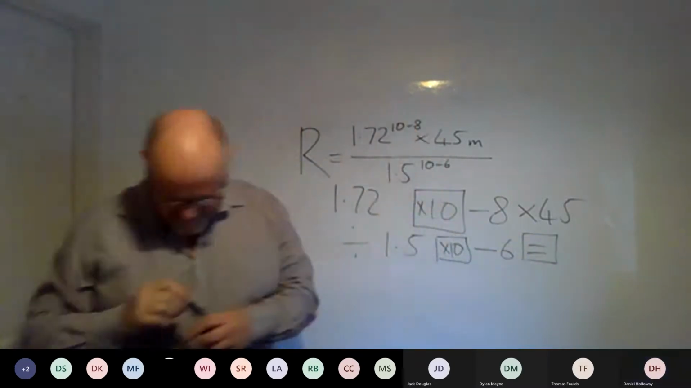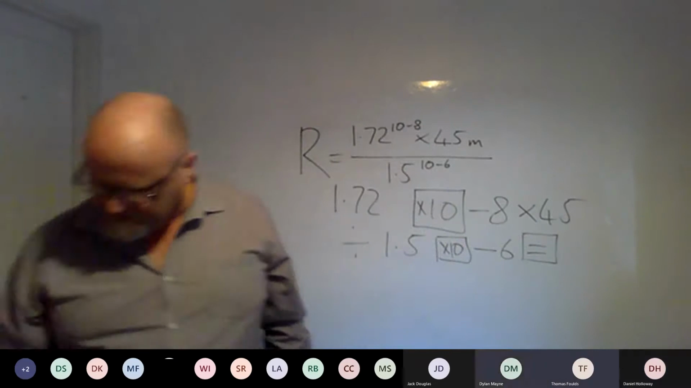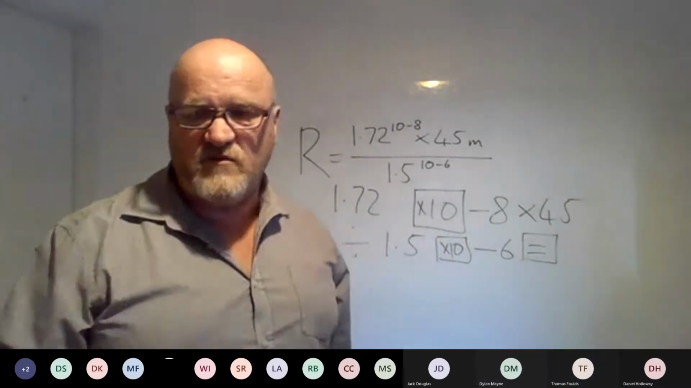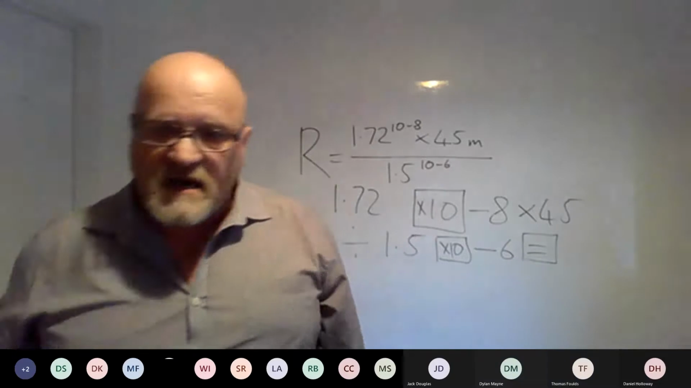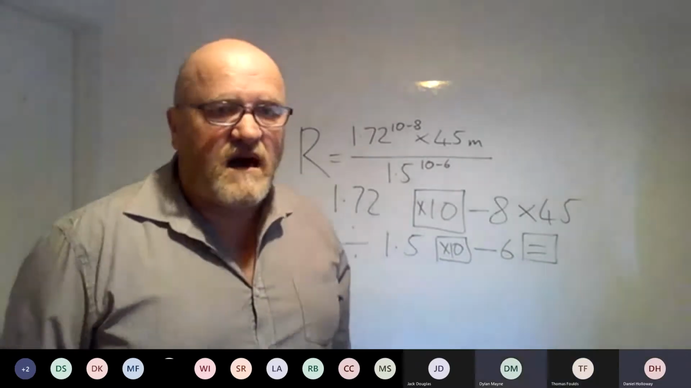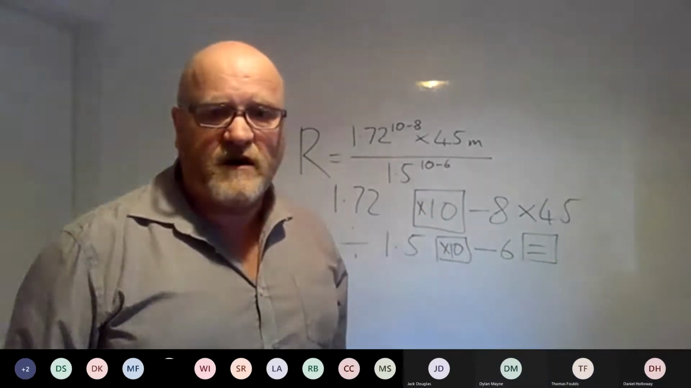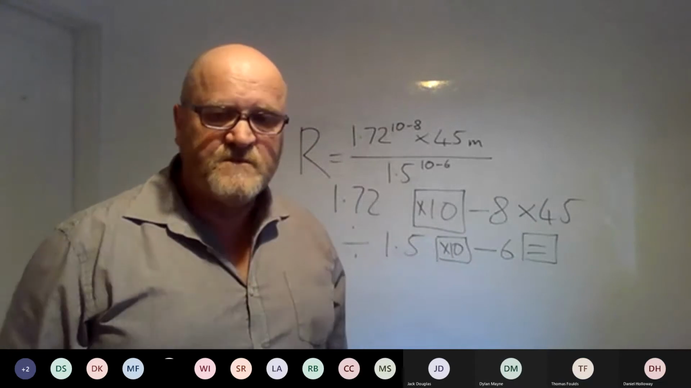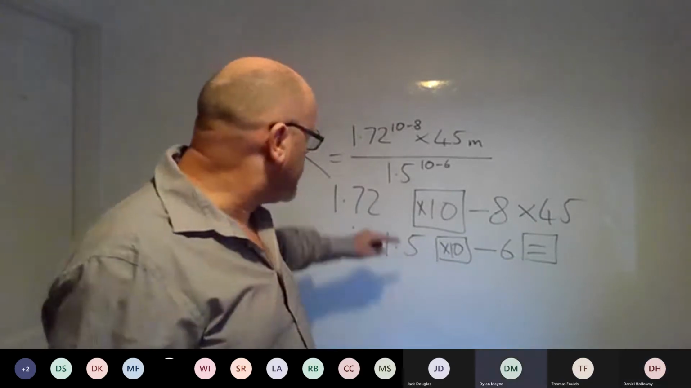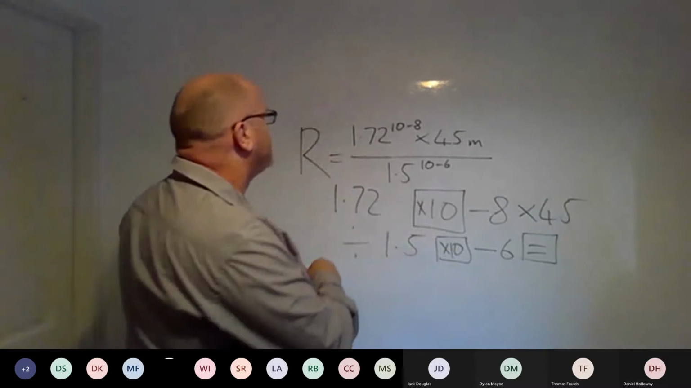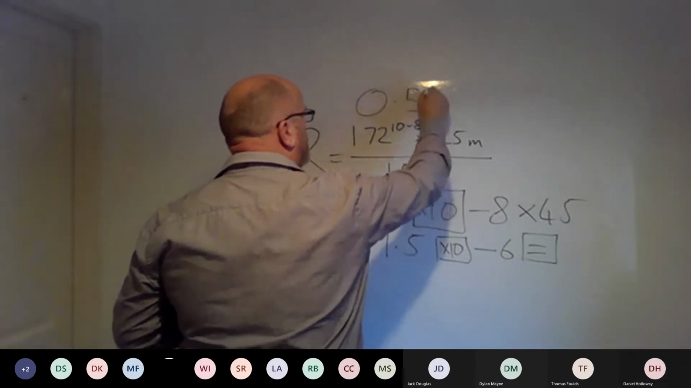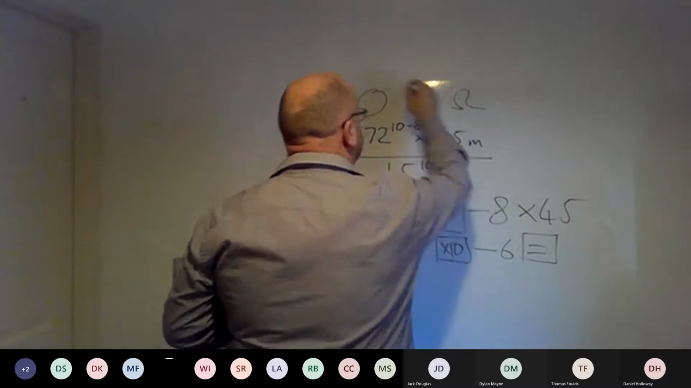0.51. I got 0.516, but I'm going to go to 2 decimal places, so 0.51. If I tested my lighting circuit and I put 45 meters in, that's the reading I'm expecting to get. I'm expecting to get 0.51 ohms on a meter.